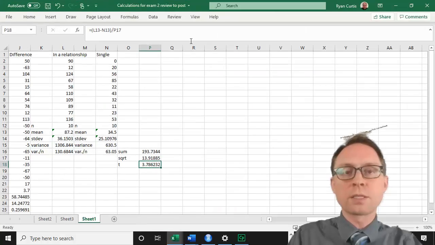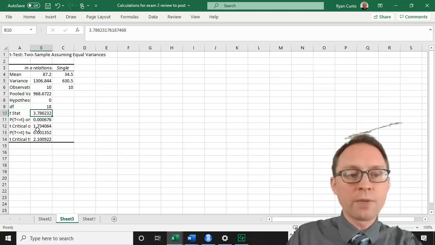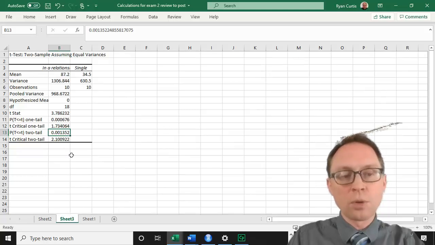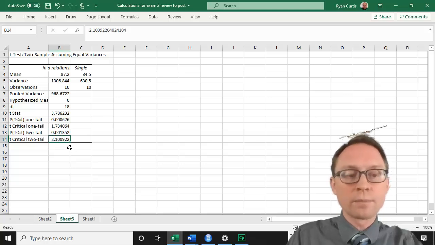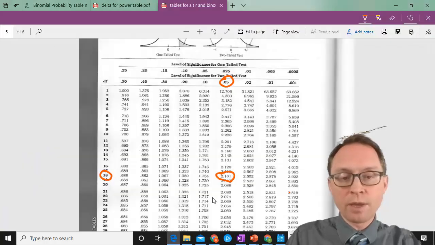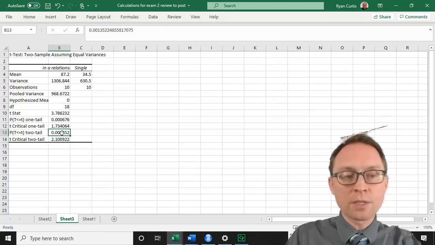The other way you can do this, if you did it in Excel, is if you did it over here, 3.78 right there, the p-value for a two-tailed test right there is 0.001. That's a lot lower than 0.05. Here's the critical value if you want to do it the other way, right? Saying 2.10, right? Which is the same as the critical value that we found right here, 2.101. Remember, same stuff. So we know that we are going to reject the null hypothesis because this is less than 0.05 and this is more extreme than that critical value.